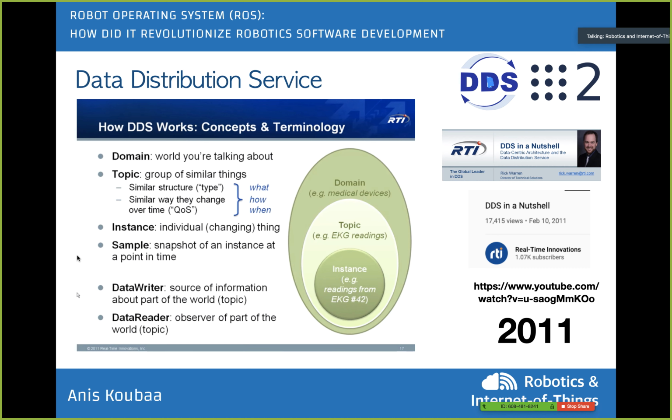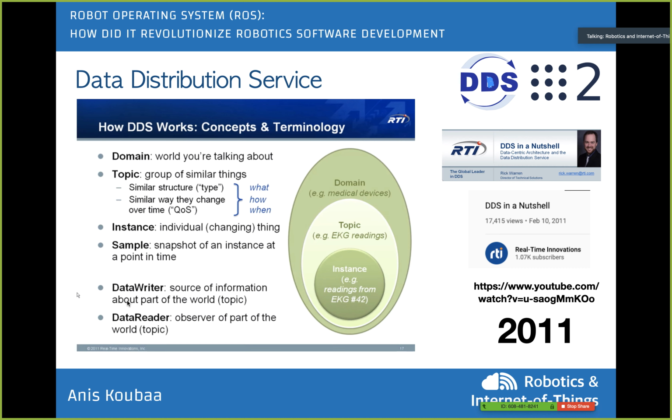Now, if we want to map these different terminologies and concepts to ROS, the topic is going to be the same as a topic in ROS. The domain here will be the ROS ecosystem. The instance will be the message, so an instance here will be the message that is going to bring data between ROS processes, and the sample will be an individual message that is sent between two processes. So the terminology was pretty much compatible with the ROS terminology, and I think this is one of the reasons why DDS was adopted for ROS 2 as a middleware for communication.